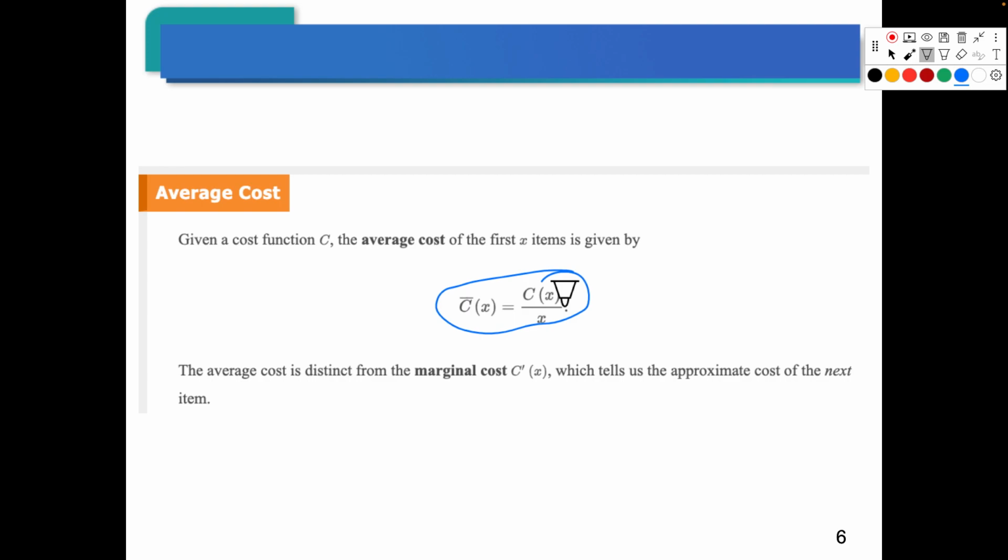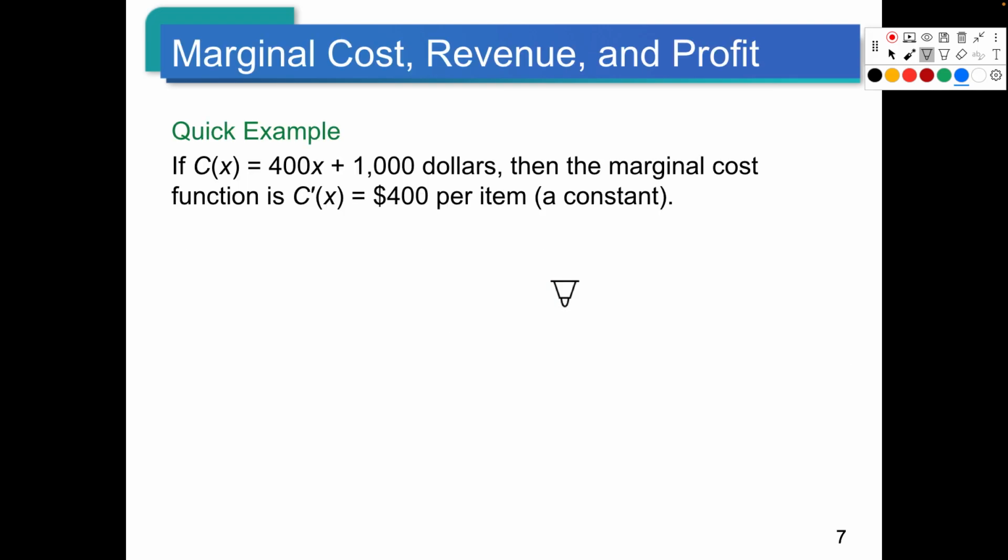So we may need to compare these two, but they're sort of different things. Could be that the average cost is 600. In our last example, at 10, average cost was 600, marginal cost was 400. There's where I got the 400. So we did this. Take its derivative, 400 per item, right? We did 400x plus 1,000. Doesn't matter what your fixed costs are. When you take its derivative, it's going to become 0, right?